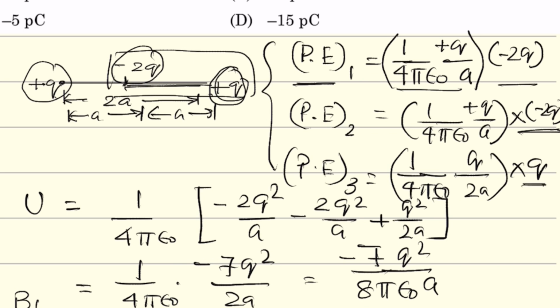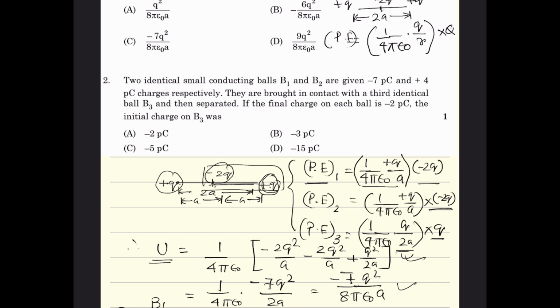So the three potential energies are scalar quantities. We have added these three potential energies. The separation of plus q and minus 2q is a, plus q and minus 2q is a, and the separation between the plus q charges is 2a. Now if we add up these three potential energies, the total potential energy of the system is minus 7q square by 8 pi epsilon 0 a. So this tallies with this.